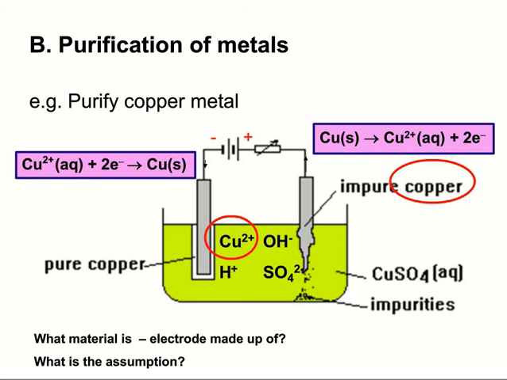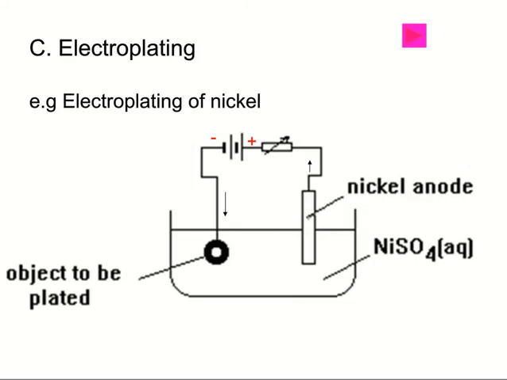What material is the negative electrode made up of? Can check it. Electroplating of nickel. In this, the object to be plated is on the left side, and on the right side we have the nickel anode. Nickel sulfate solution is taken.